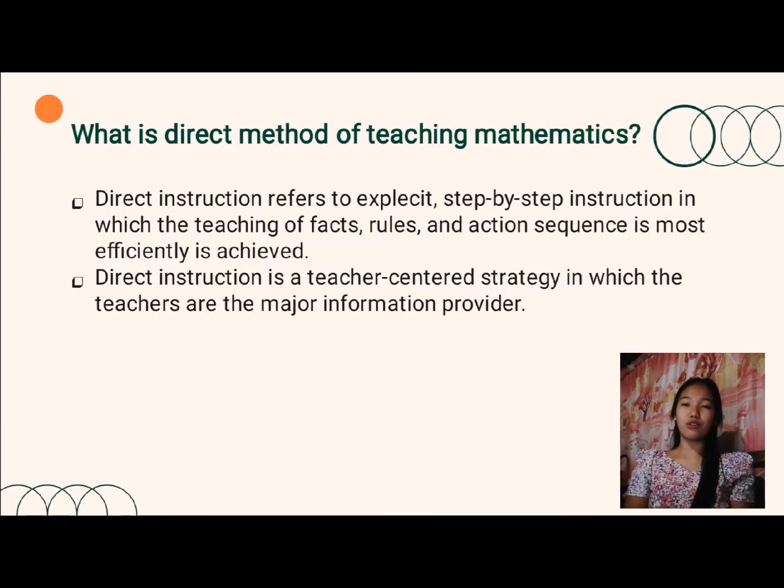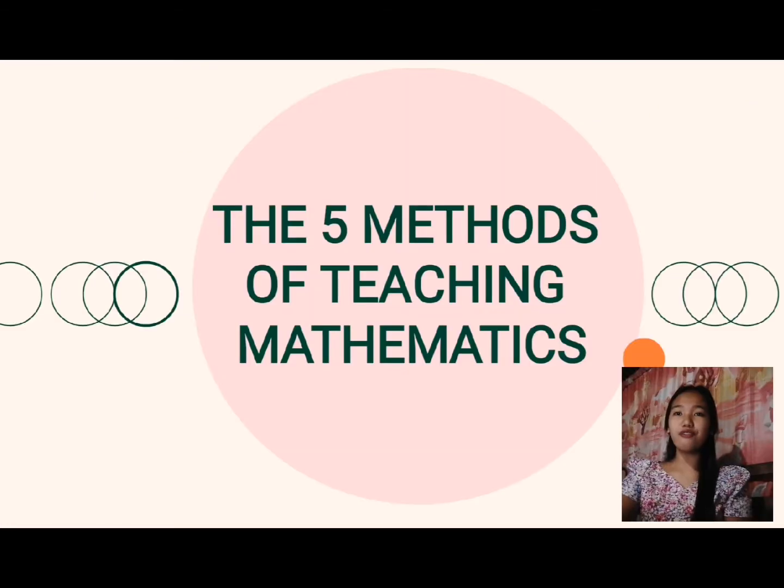What is the direct method of teaching mathematics? Direct instruction refers to explicit, step-by-step instruction in which the teaching of facts, rules, and action sequence is most efficiently achieved. Direct instruction is a teacher-centered strategy in which the teacher is the major information provider. There are 5 methods of teaching mathematics.